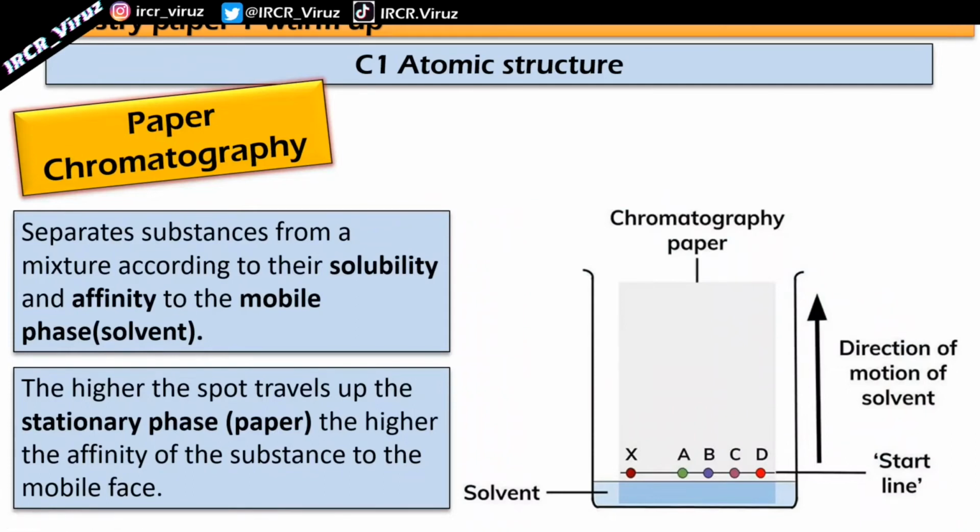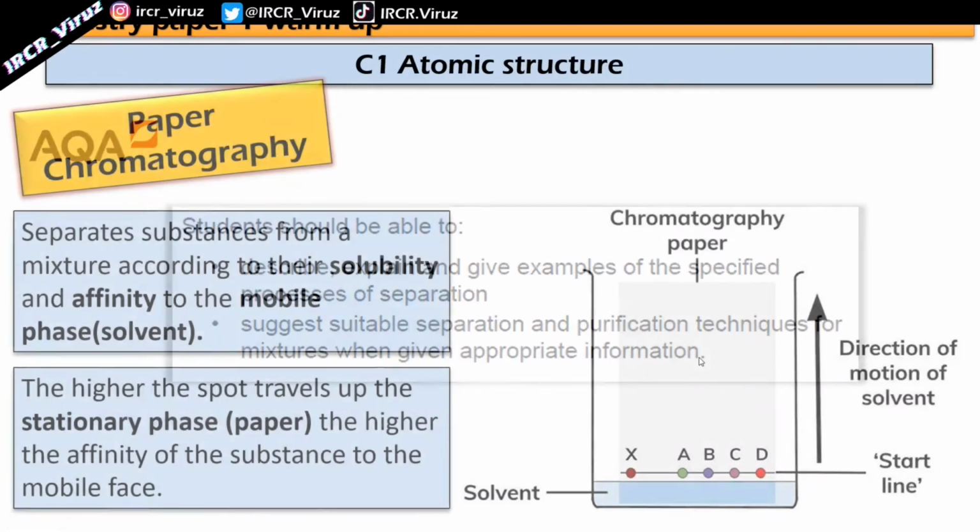Okay, so moving on from that, you've got paper chromatography. It separates substances from a mixture according to their solubility and affinity to the mobile phase, or solvent. The higher the spot travels up the stationary phase, the paper, the higher the affinity of the substance to the mobile phase. So the mobile phase would be the solvent. It could be water, it could be alcohol, it could be any other type of liquid, and then the stationary phase is always going to be the chromatography paper, which can be of different combinations of materials.